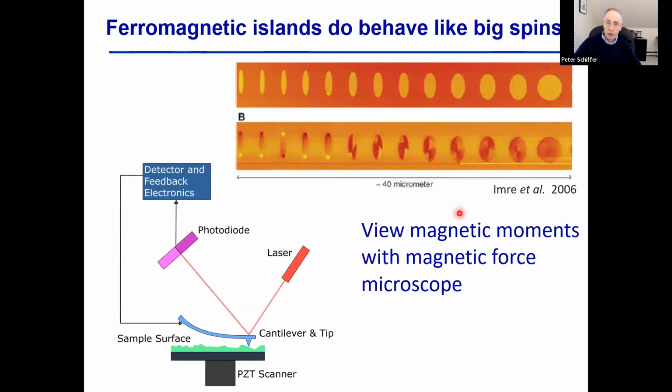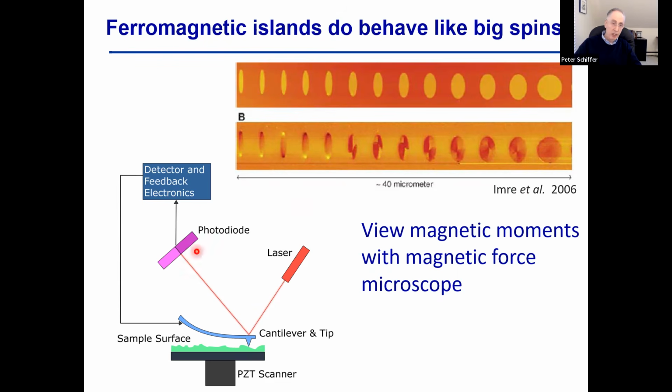And just to show, these are some old data from a Notre Dame group, with MFM data. If you make islands long and thin enough, you can see there's a black spot on one end here and a white spot on the other. That indicates the north and south pole of the magnet. You really do get things that behave like little single domain big spins.